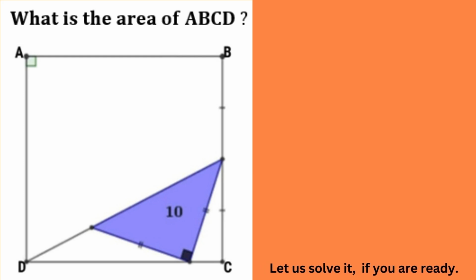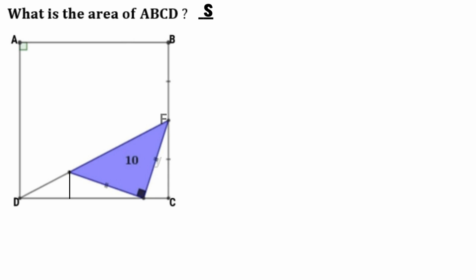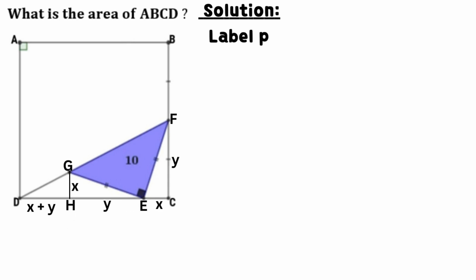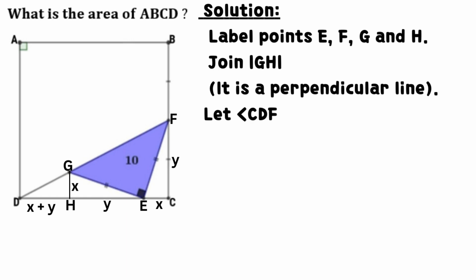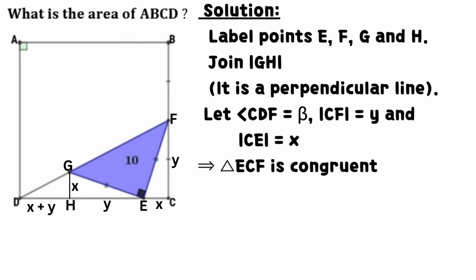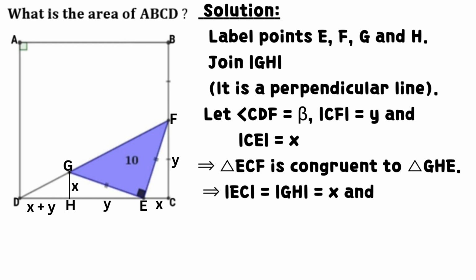What is the area of ABCD? Label points E, F, G, and H. Join G, H. It is a perpendicular line. Let angle CDF equal beta, line CF equal y, and line CE equal x.